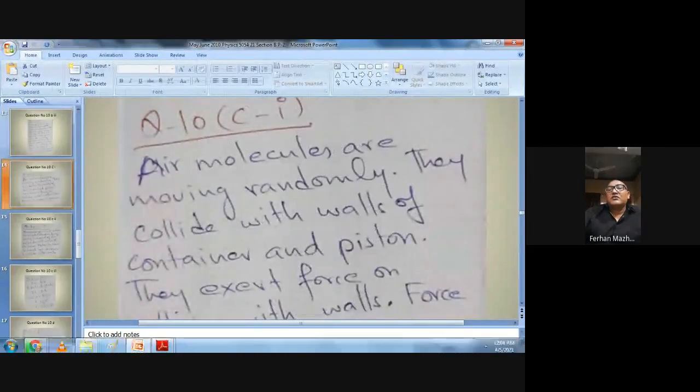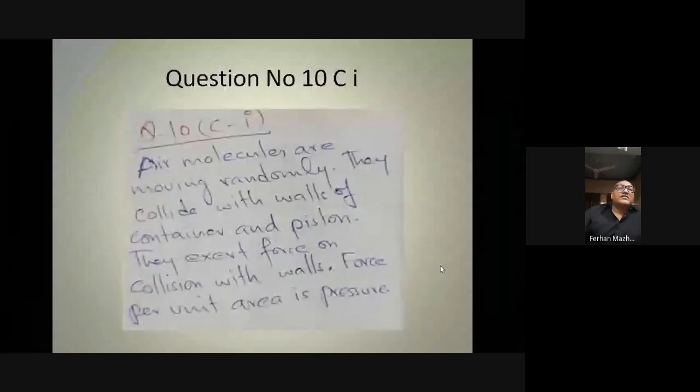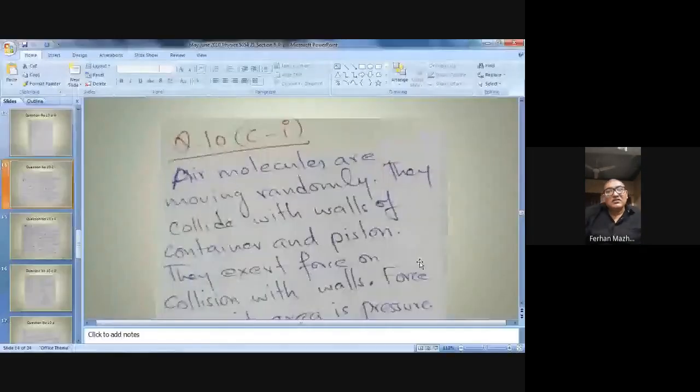So here we go. Let me reduce the size. Air molecules are moving randomly. They collide with walls of container and piston. They exert force on collision with the walls. Force per unit area is pressure. So hopefully you have understood.